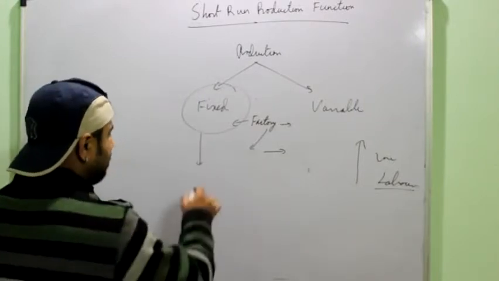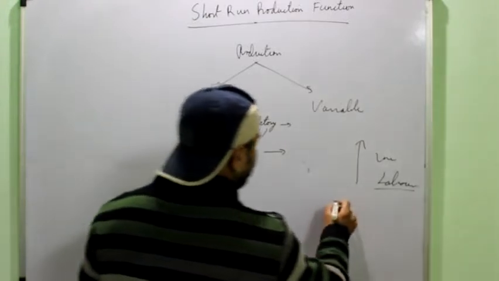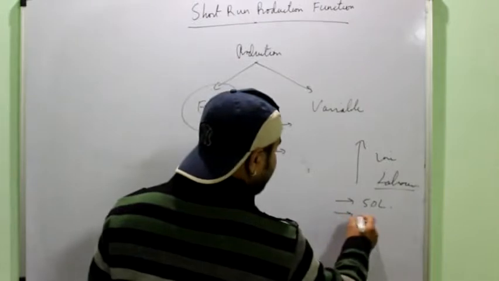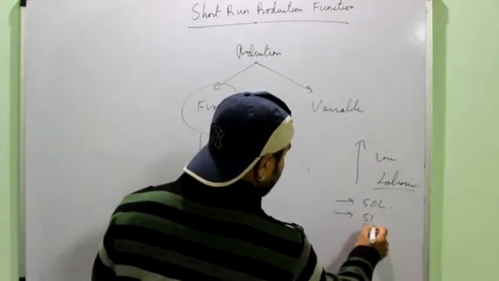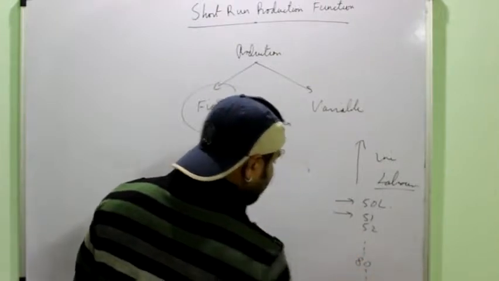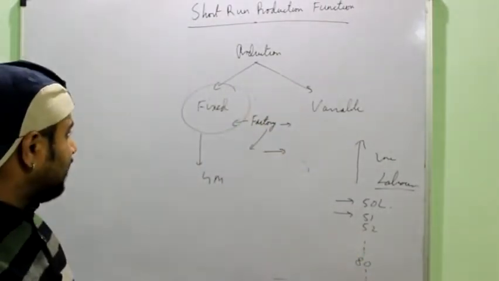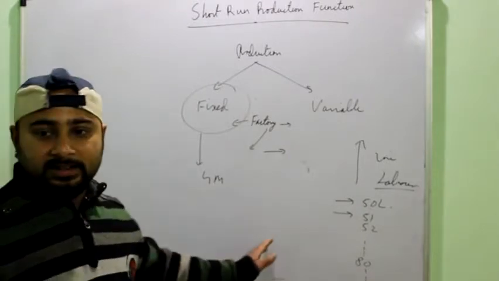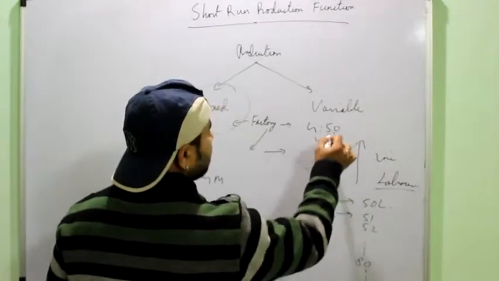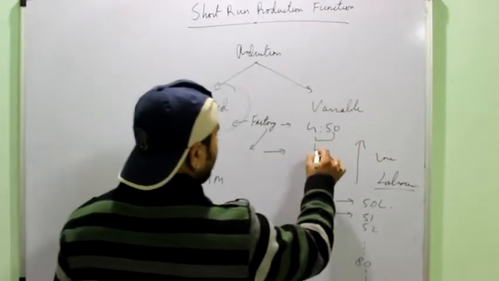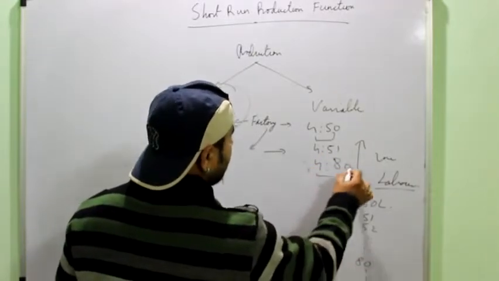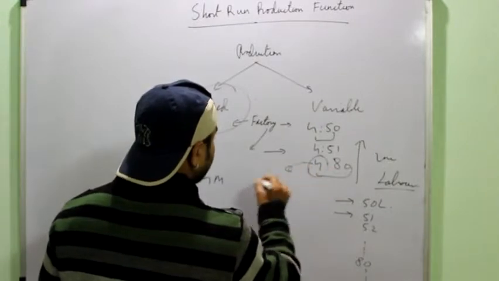Now just take an example. Suppose I had 4 machines and I had 50 laborers working in my factory. Now I increase the number of labor, maybe say 51, 52, and maybe say 80, and maybe say 100. So now you can see what is happening. The availability of the fixed factor is decreasing. For example, you had 4 machines and 50 labor. So this was the ratio, right? Then you had 4 machines and 51 labor. Then you had 4 machines and 80 labor. So availability of the fixed factor.